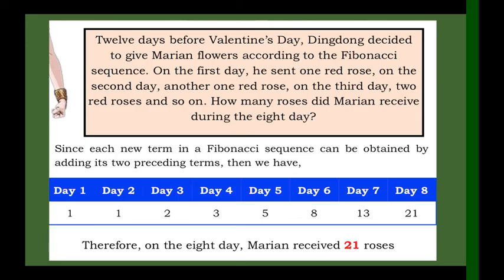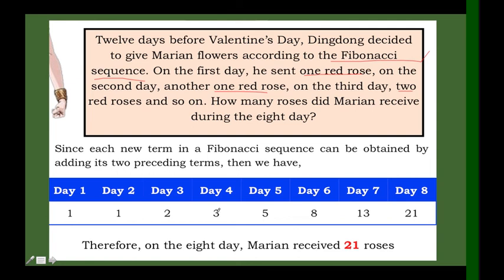Since each new term in the Fibonacci sequence can be obtained by adding its two preceding terms, then we have, okay, in day 1, we have 1. In day 2, 1 pa rin. Kasi that's what is given here. Ang inaano lang kasi dito is yung Fibonacci sequence. And yung Fibonacci sequence kasi nag-i-start siya ng 1, 1. So, on the first day, he sent one red rose. Second day is another one red rose. On the third day, nag-2 siya. Kasi after kasi ng Fibonacci, 1, 1, and then after niyan, 2.